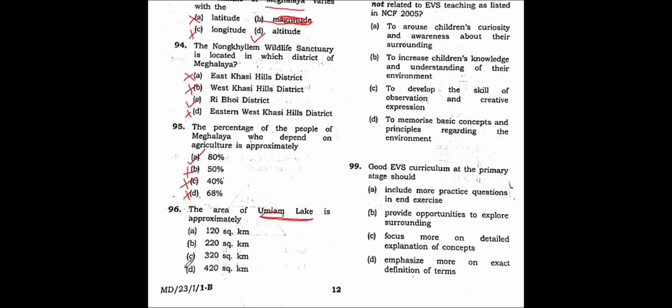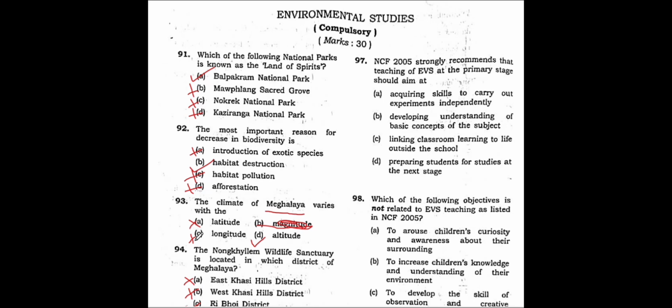Does it mean 420 square kilometers? No, not 420. 320? Not 320 again. 120? Not 120. It is 220 square kilometers. So I believe all the people of our lovely place, Shillong, East Khasi Hills, the Scotland of the East, you have done it correctly, right? Alright, let's come to question number 97.